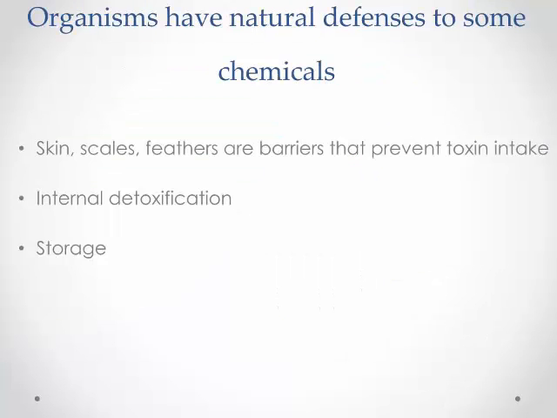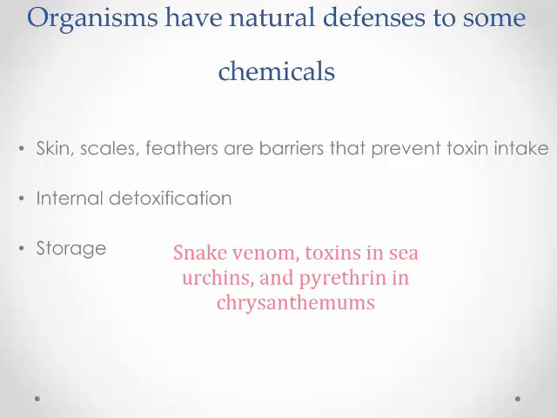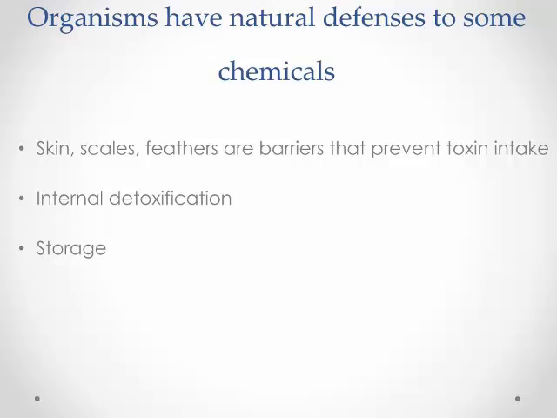Organisms have been exposed to natural toxins for millions of years and have subsequently evolved natural defenses to some chemicals. For example, mercury and arsenic are found naturally in the environment, and some organisms produce toxins to avoid capture. Such toxins include snake venom, toxins in sea urchins, and pyrethrin in chrysanthemums. Skin, scales, and feathers act as barriers that prevent toxin intake, but toxins can enter into organisms through food, water, and air.